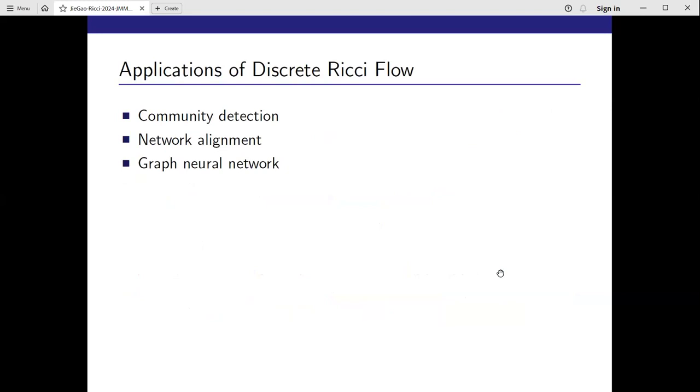All right, I want to move on to say a few words about how we can use these curvature results. I want to talk about three applications: community detection, network alignment, and graph neural networks.